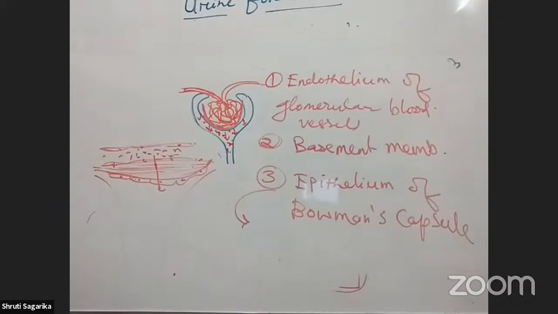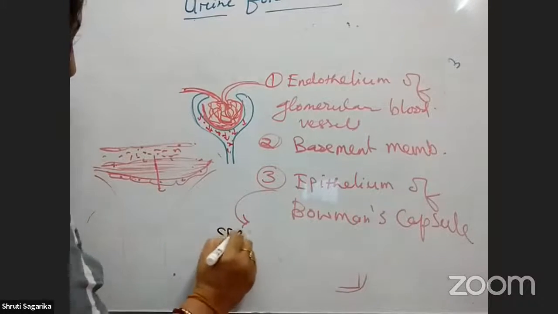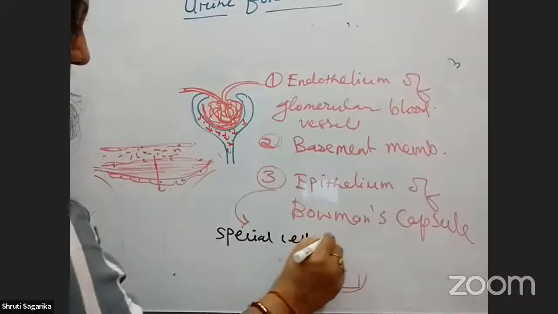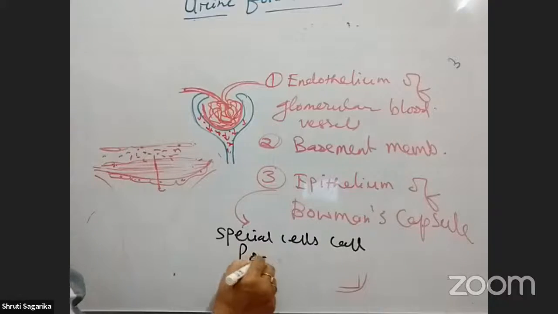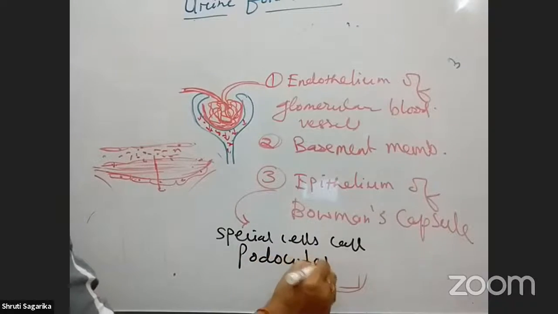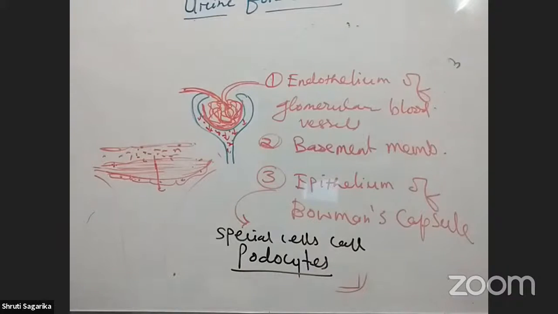I will write in black. Just a second. The special cells called podocytes. Okay, what are the special cells called? They're called as the podocytes. Right? The podocytes are arranged in an intricate manner. Right? In a very complicated manner so that they leave minute spaces. That is called as the filtration slits or slit pores.